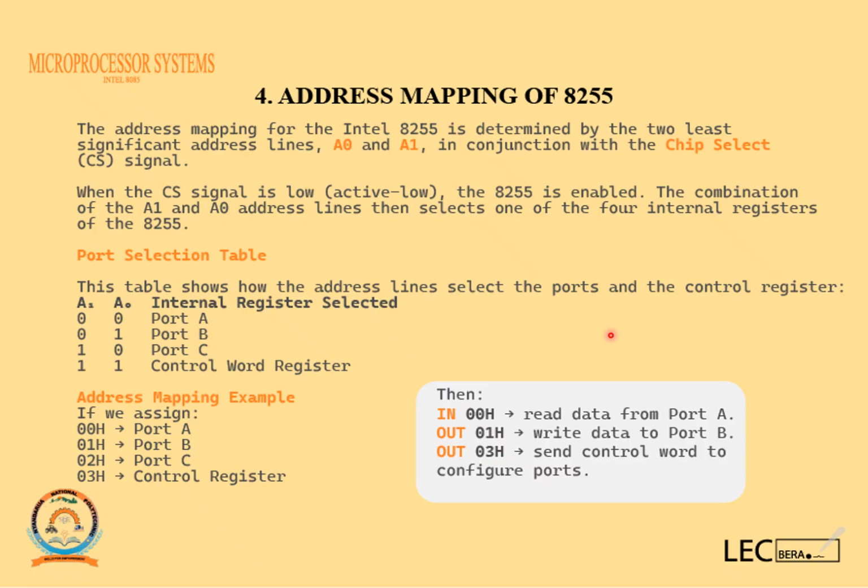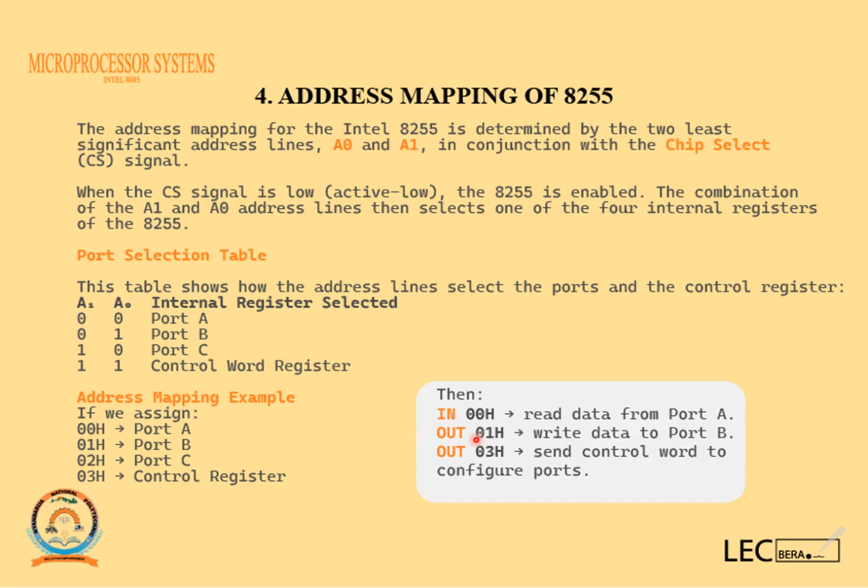After selecting which port register I want, from there I can follow up with these instructions. We have the IN instruction. This is to read data from port A. So if I say IN 00H, then I'm going to read data from register 00H, and this register is connected to port A. And if I use the instruction OUT, these are just some simple examples.